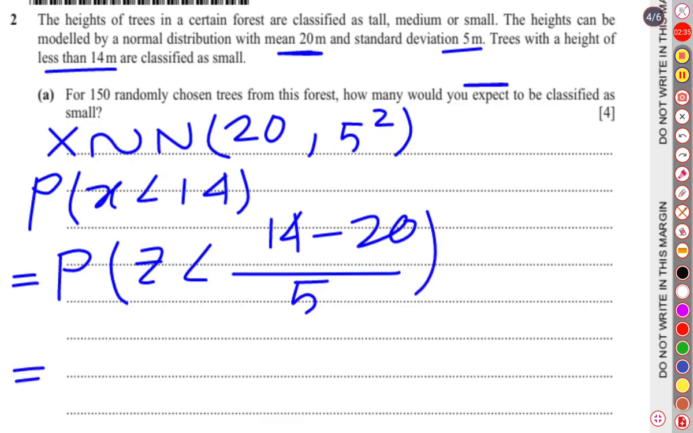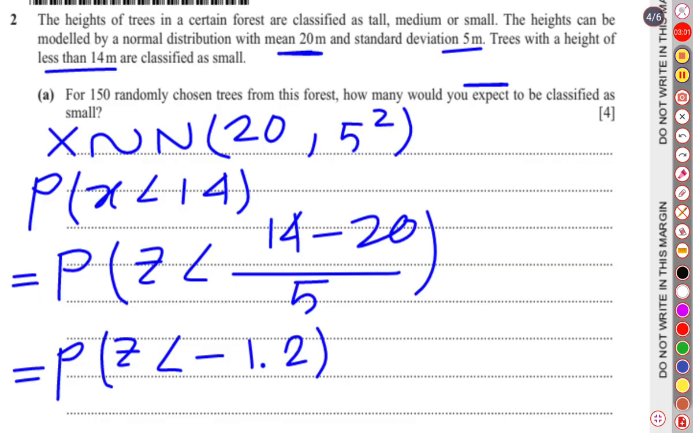Then if we subtract, it must be negative. Z is less than negative... it is going to be 6. If 6 is divided by 5, it is definitely 1.2. So Z is less than negative 1.2. Now through a graph, we will see what is the condition of the probability.